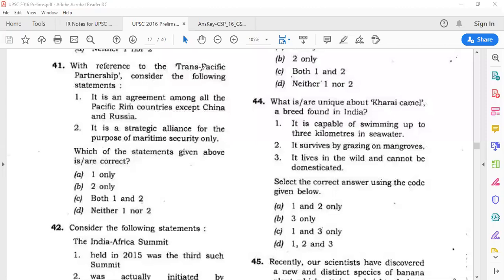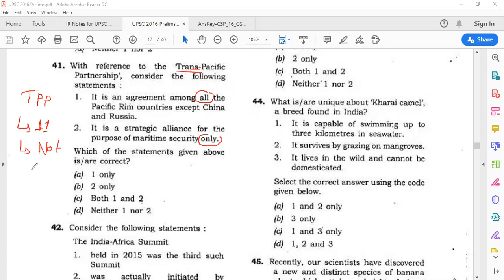So they said this. Now, see, this particular question is somewhat easy because they're using some extreme words like all, only, and all these things, right? So again, if you know something about TPP, you do know that there are 11 signatories associated with TPP. So you cannot have all Pacific Rim countries except China and Russia, right? And out of these 11 Pacific countries, it is not enforced.